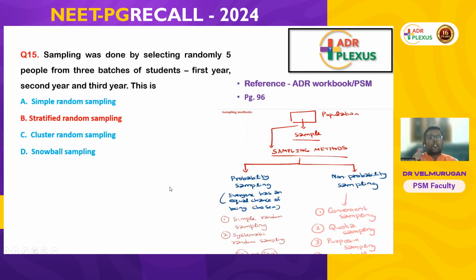So next is sampling. There's a nice question. I want to check the height of the children in 3 batches of students in my school: first standard, second standard, third standard. How am I going to select? Out of first standard to 12th standard, I'm selecting only the 3 batches. In these 3 batches, I am taking only 5 students. Although there are 12 batches, the question has given only 3 batches. They are dividing it into 3 batches.